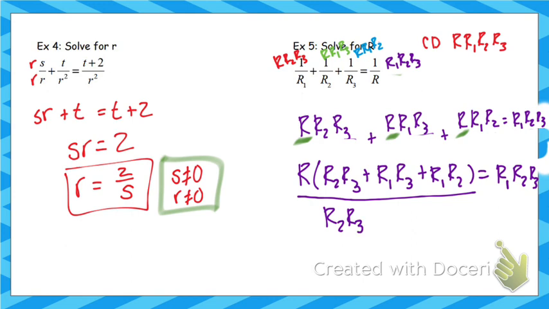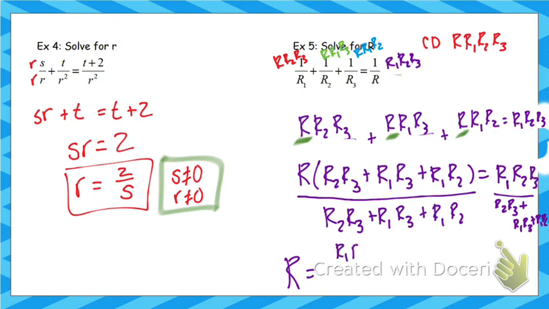So now to get R by itself, just divide by what's with it. And those of you guys using Notability, you won't have to rewrite this like I am. You can just copy and paste, or duplicate, which I cannot do because I'm not using Notability. But you get the idea. I'm going to run out of space. So after all of that writing, I end up with R1, R2, R3 over R2, R3 plus R1, R3 plus R1, R2.